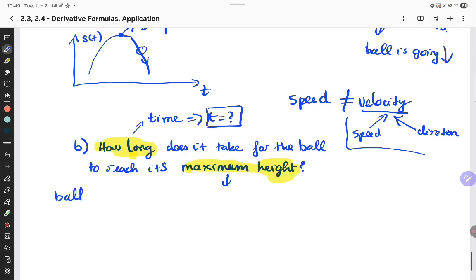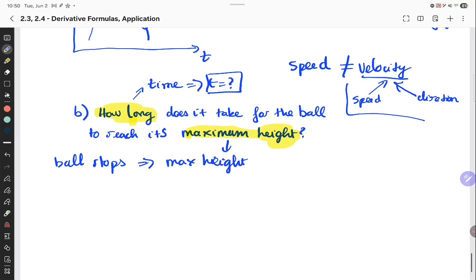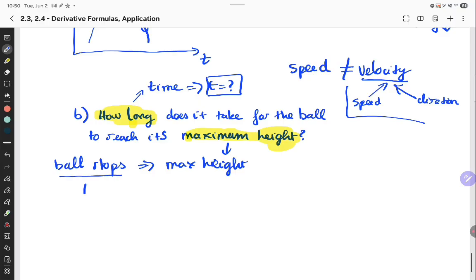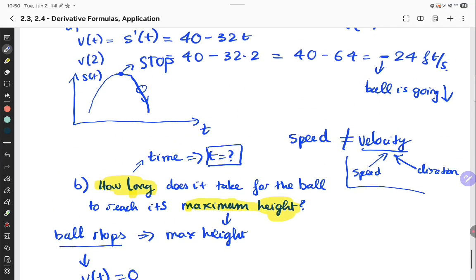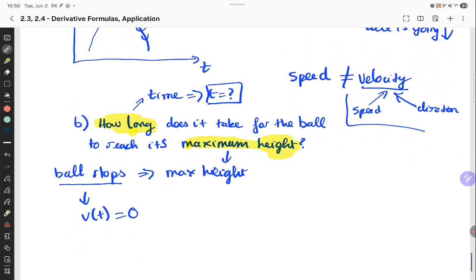When the ball stops, you get the max height. And yes, you were correct. When the ball stops is when the velocity equals 0. Do you have the velocity? There.